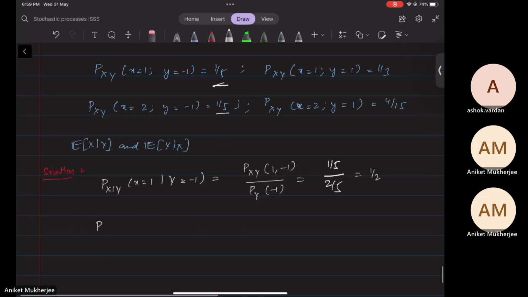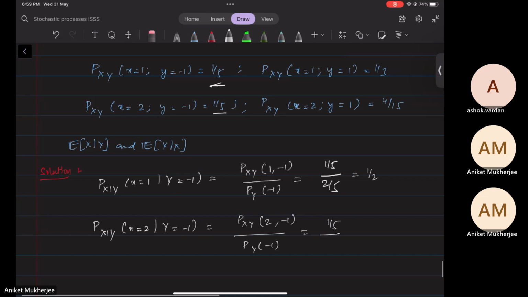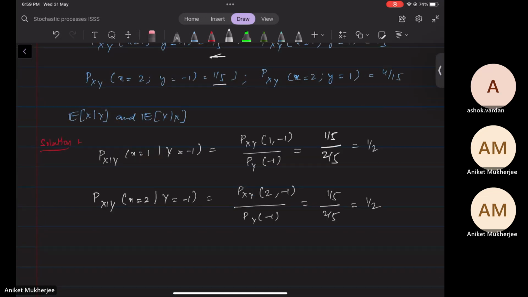Similarly, probability of X equal to 2 given Y equal to minus 1. This is probability of X equal to 2 and Y equal to minus 1 by probability of Y equal to minus 1. So 2 and minus 1 is also 1 by 5, and probability of Y equal to minus 1 is 2 by 5, so this is half.